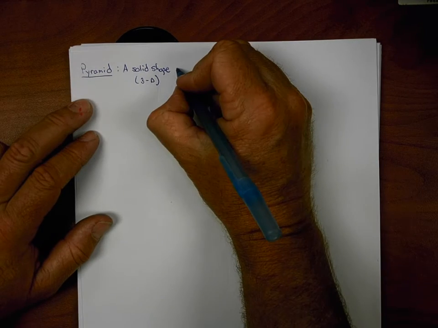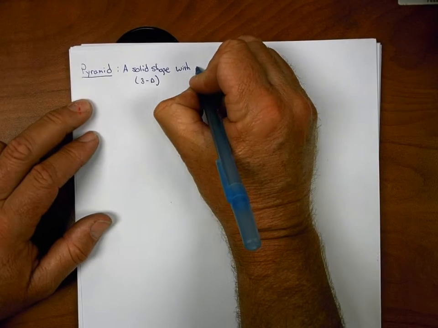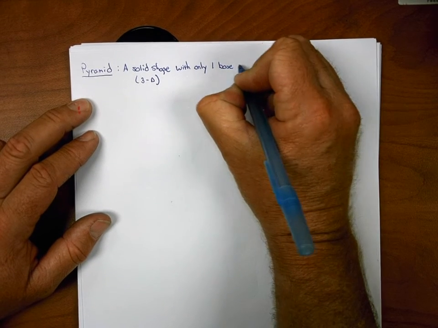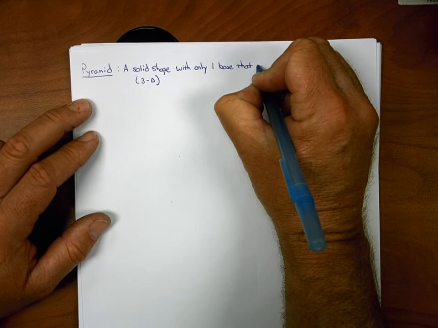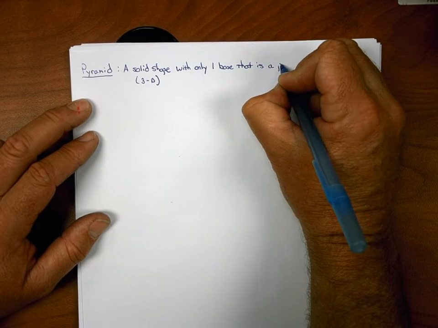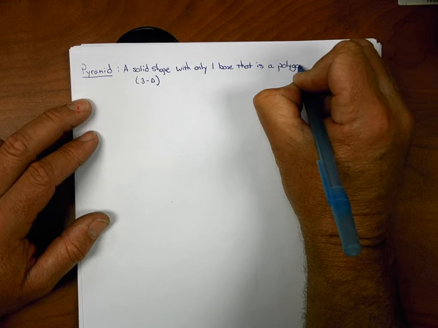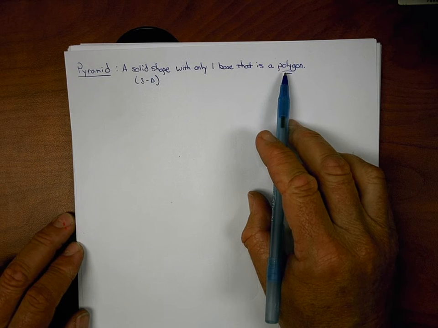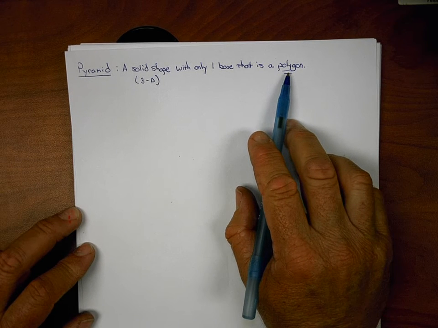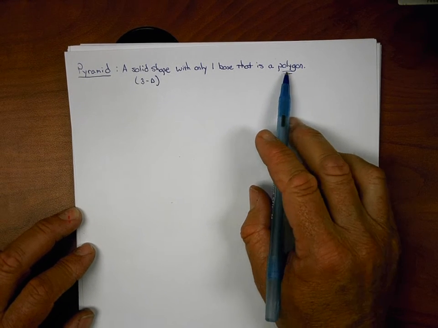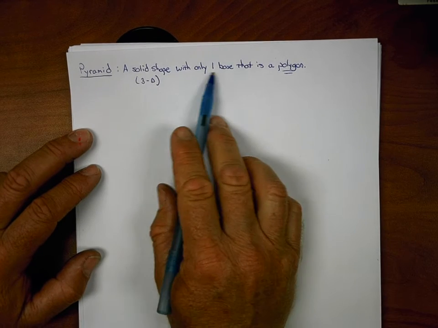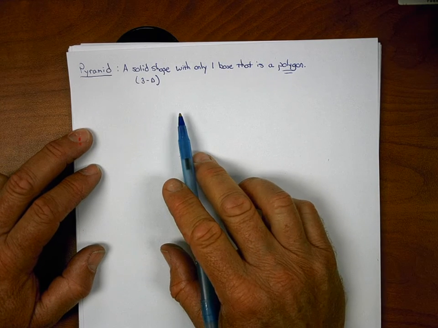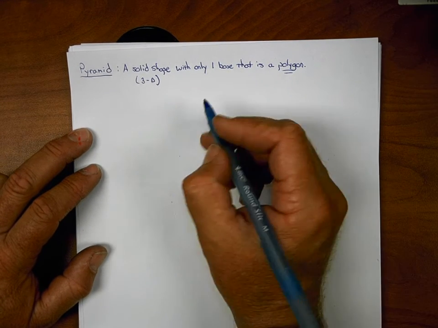So it's a solid shape with only one base that is a polygon. Okay, that is a polygon. So what that means is, remember, what is a polygon? A polygon is any shape where all the sides are straight, and it has to have at least three sides. So a pyramid is only going to have one base. Yesterday you talked about what a prism is. Remember, a prism had two bases. A pyramid only has one base.